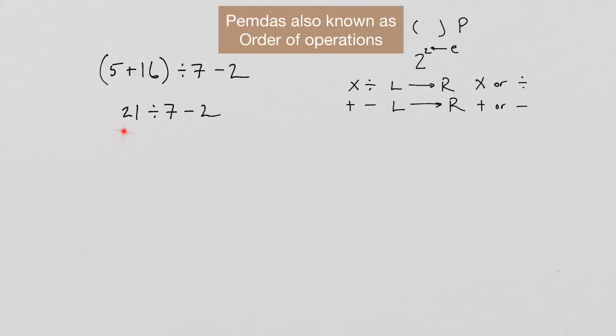Now scanning from the left, looking to the right, we see we have a division. We know that comes before the subtraction. So 21 divided by 7 gives us 3. We have 3 minus 2. Now 3 minus 2, our final answer is 1.